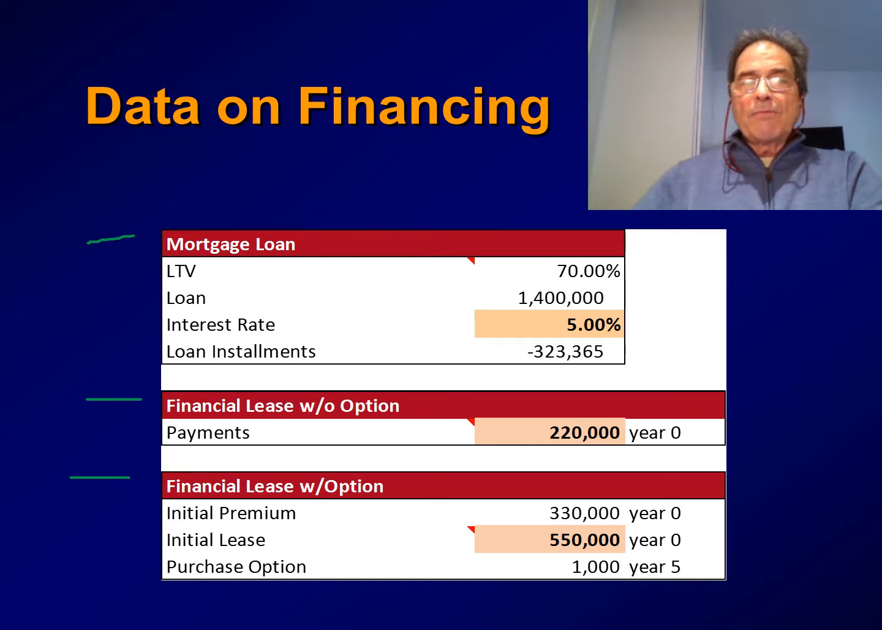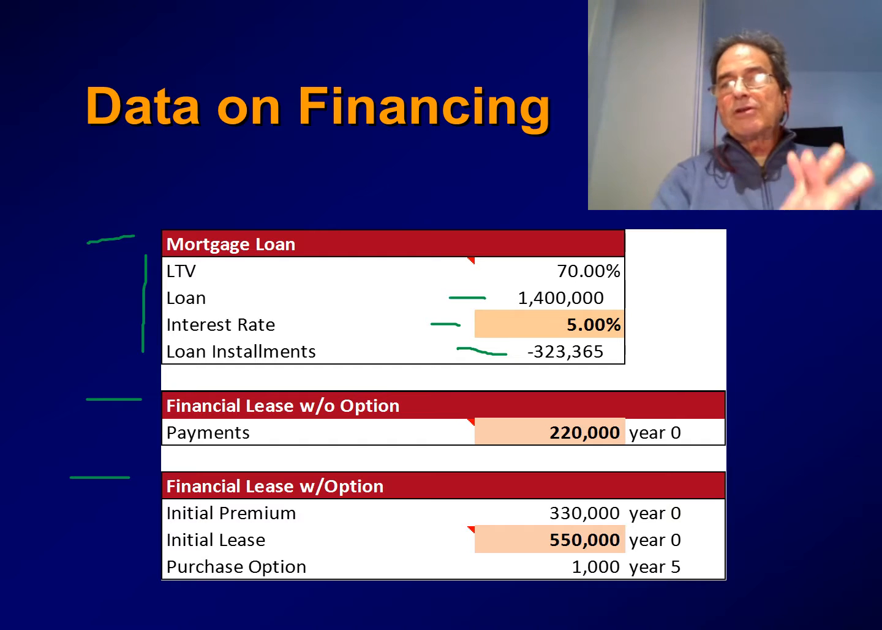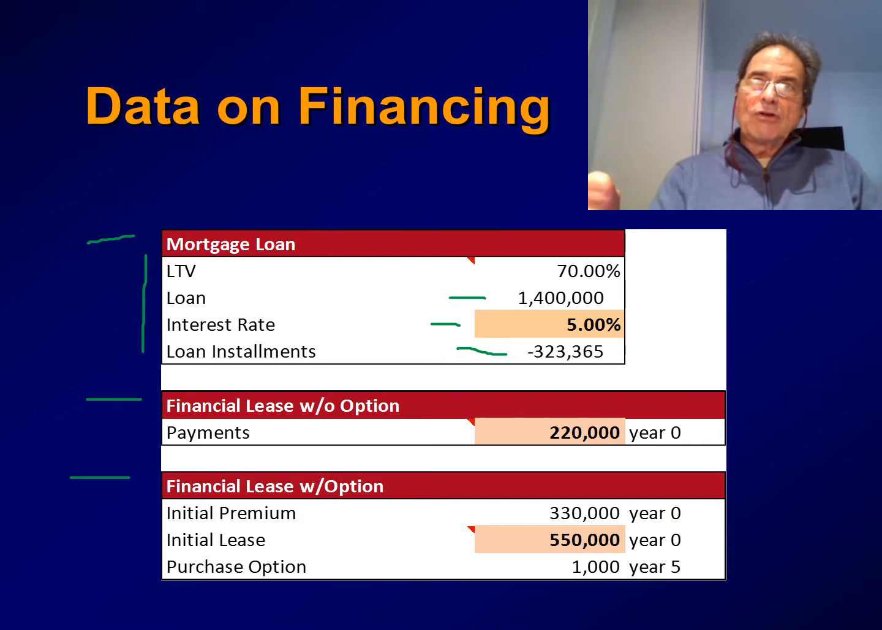The three alternatives are the mortgage loan, the financial lease without the option, and the financial lease with the option. The characteristics of the mortgage loan are these. Loan to value 70%, meaning that the loan will amount to 1.4 million. The interest rate is 5%. So if we calculate the corresponding annuity using the French system, we have installments of 322,365. These are yearly installments that contain capital and interest.